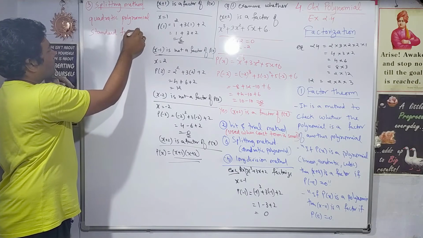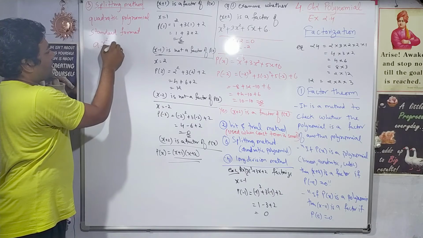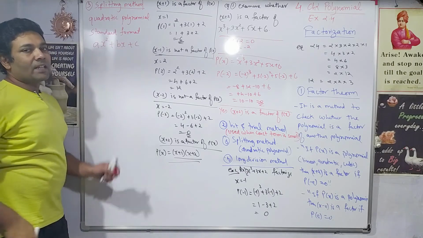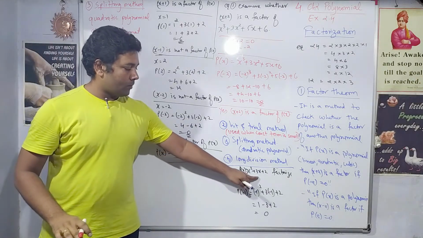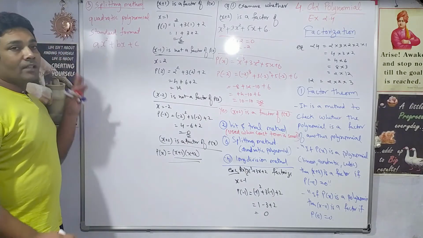What is the standard format of a quadratic polynomial? ax² + bx + c. This is the standard, general format. Any such quadratic polynomial you can write in this form.